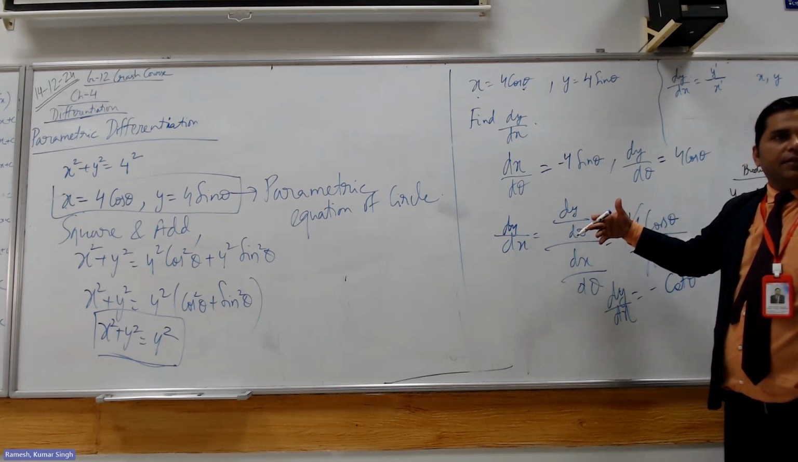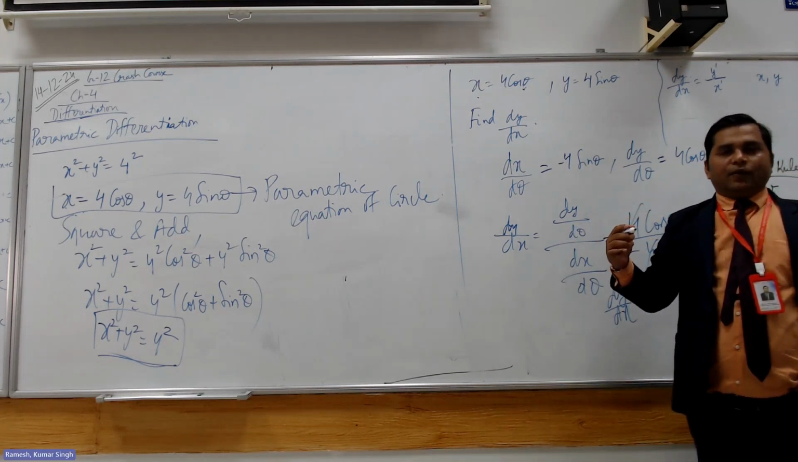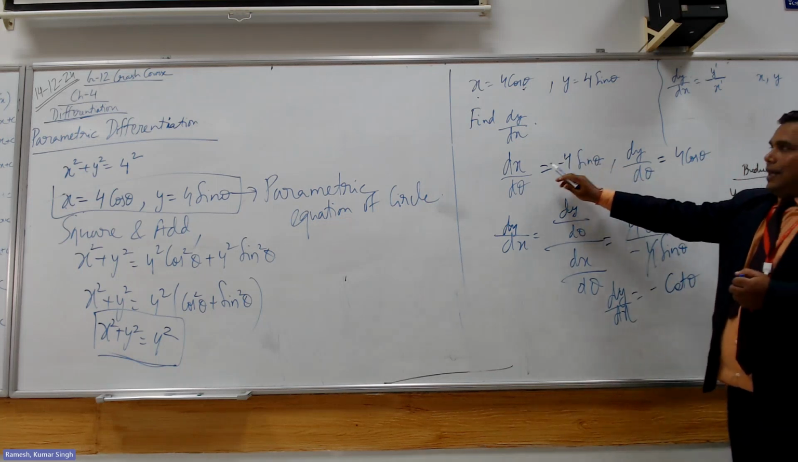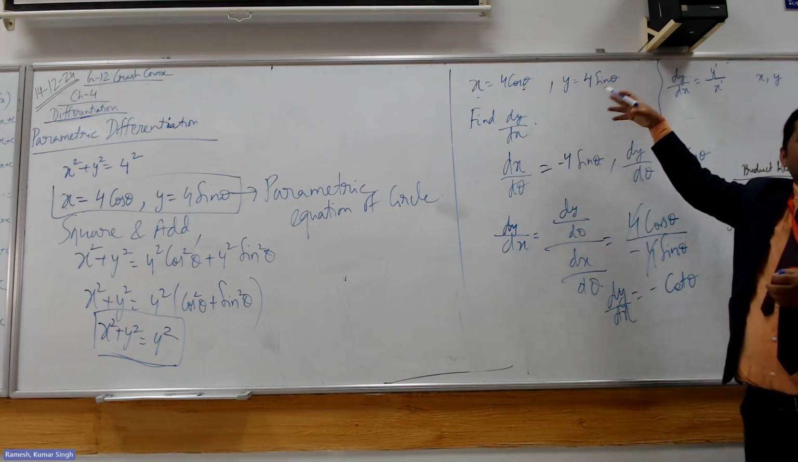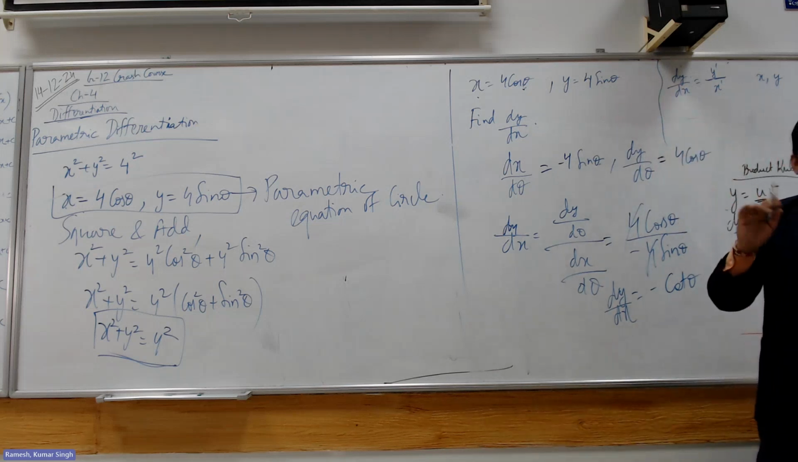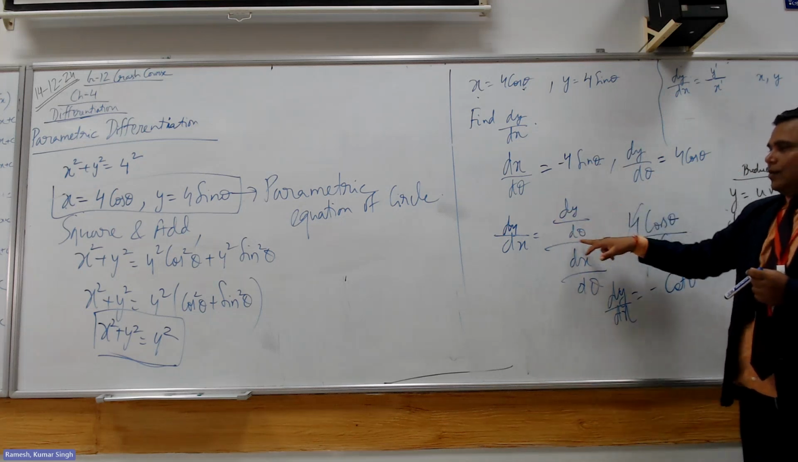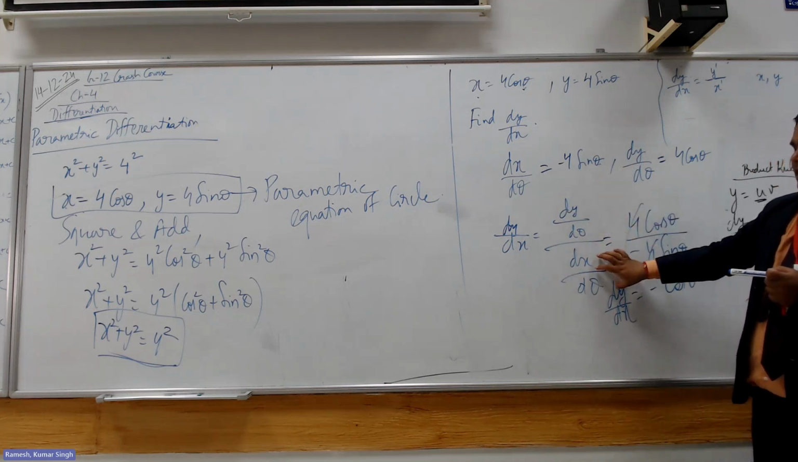When you say parameter, you mean like a variable, right? Variable like theta or t. So x is given in terms of theta, y is given in terms of theta. We want dy over dx. So we can directly find dy over dx as: differentiate y in terms of theta, x in terms of theta, and divide.